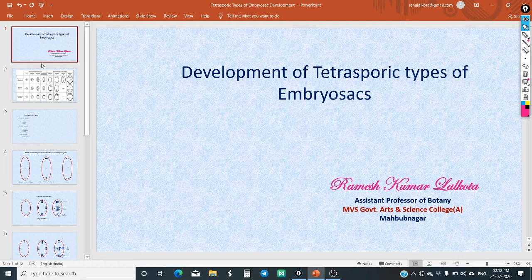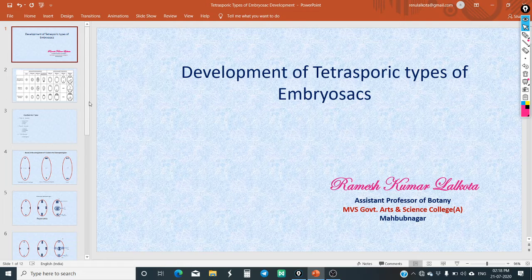In our last class, we discussed megasporogenesis and embryo sac development, that is, the monosporic type of embryo sac development and the bisporic type of embryo sac development. Today, we will see the tetrasporic type of embryo sac development. Prior to that, we will have a glance at our previous class.